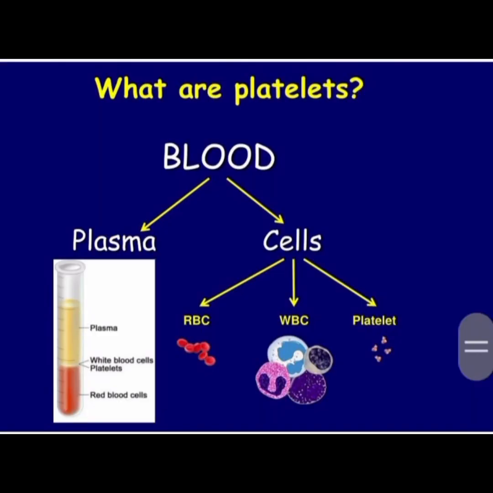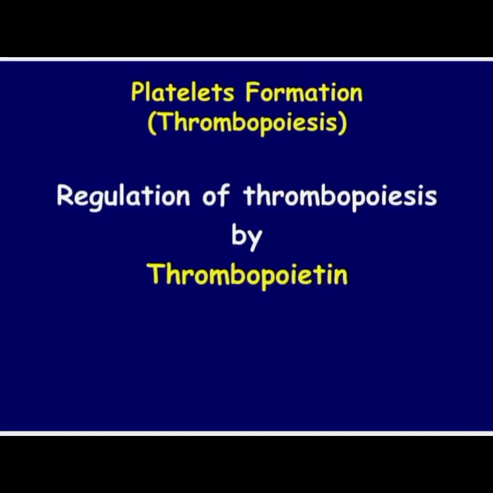What are platelets? The blood is separated into two forms. One is plasma, another one is serum. From the serum, the cells are formed: RBC, WBC, and platelets. Platelet formation, thrombopoiesis, regulation of thrombopoiesis by thrombopoietin.